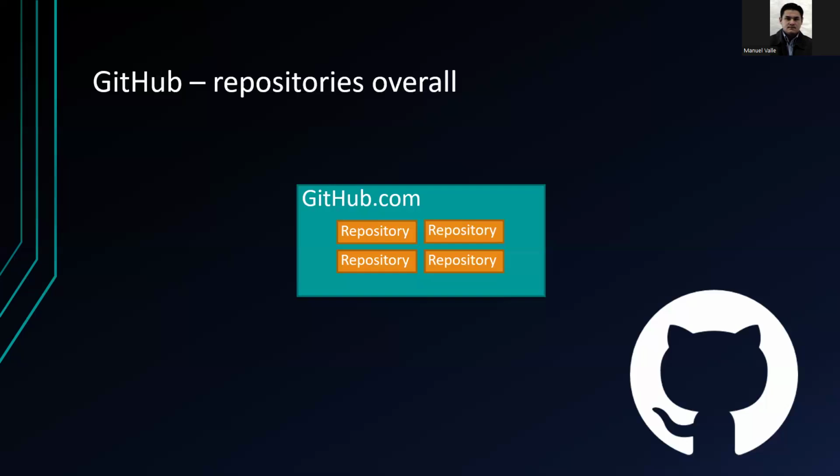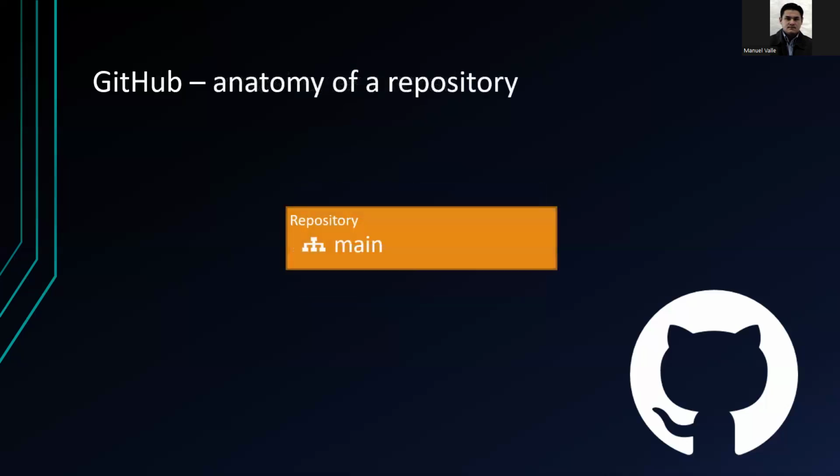But what is a branch? So moving into the anatomy of a repository, it is something very simple at the beginning. When you create a repository, you're going to have a main branch.